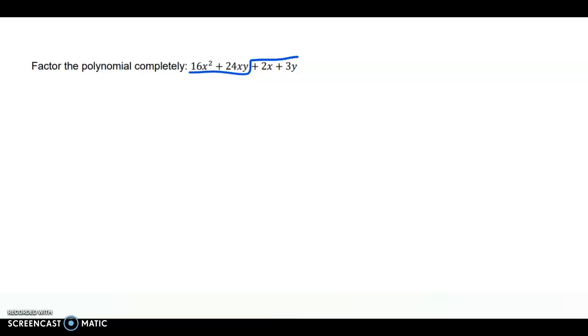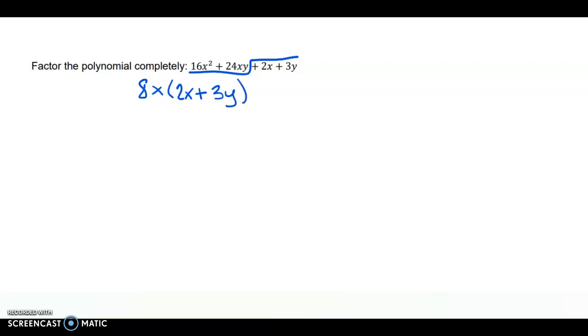So 16x squared plus 24xy, well, I have 8x in common. 8 will divide out of both of those. So I'll have 8x. When I divide 16x squared by 8x, I'm left with 2x. 8x divided out of 24xy is going to be plus 3y.